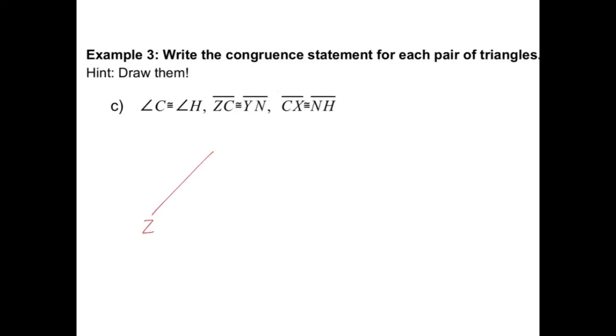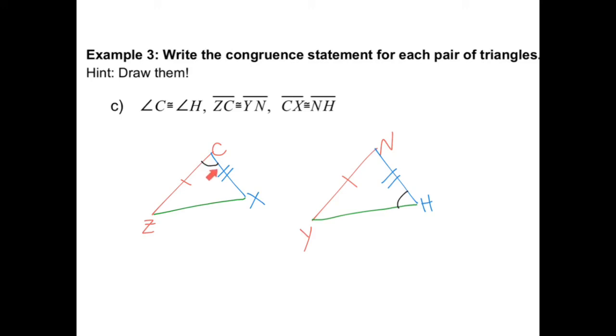So ZC is congruent to YN, and then it says CX is congruent to NH. All right, so I'm going to go ahead and finish off my triangles, but I can't label them as congruent right now. And then the other piece of information that's given to me is that angle C is congruent to angle H. Okay, well, we were good with angle C because that's the nose between the whiskers, but H over here is not the nose between the whiskers when drawn using the other information.